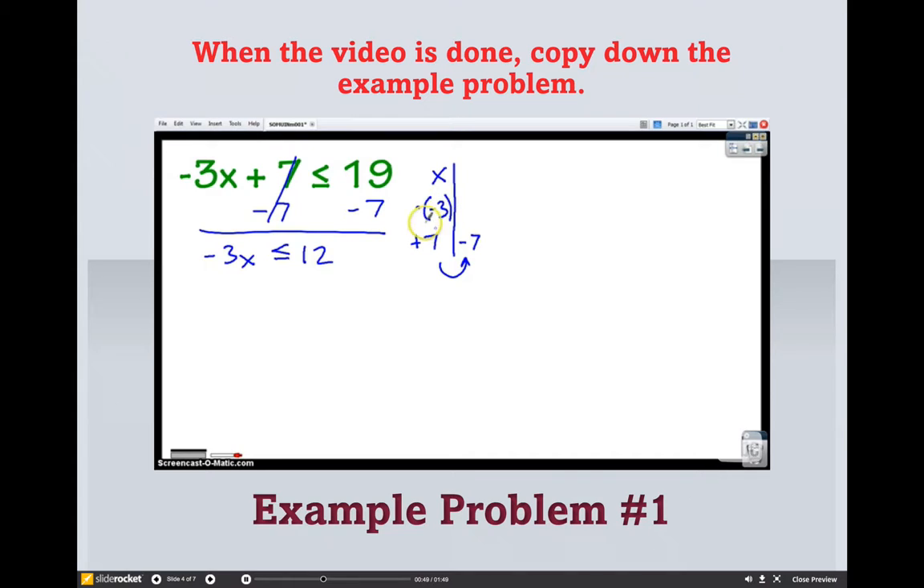Alright, and that takes me to this next step here. They multiplied by negative 3, so I'm going to divide by negative 3. So over here, divide by negative 3. What I do to one side, I do to the other. Here the negative 3's cancel, and I get x by itself.